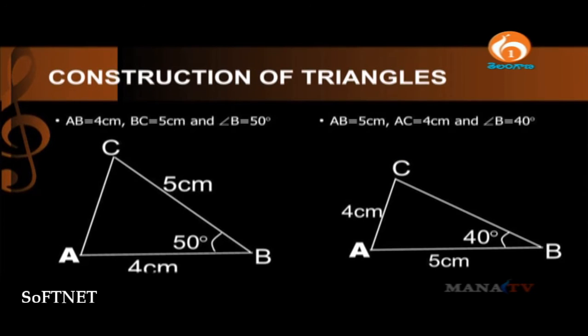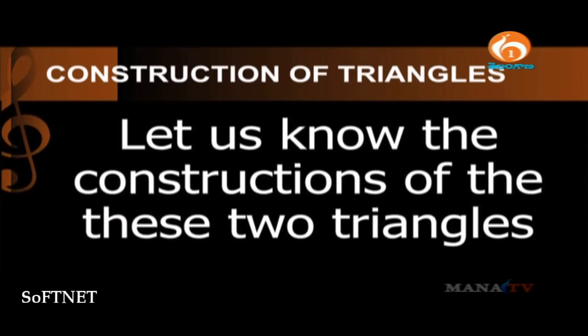Let us observe this side by side. In this, we can clearly differentiate from these two diagrams. In this, the two sides are given and the angle between them is given. And here, the two sides are given and the angle which is not in between them is given. And now, shall we proceed further? Let us know the constructions of these two triangles.